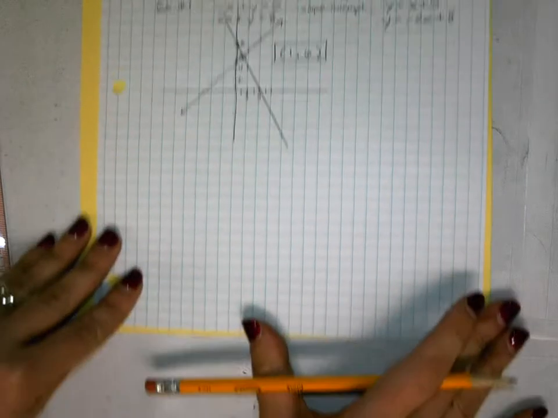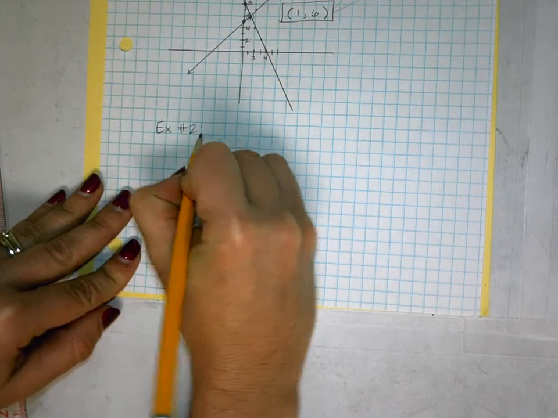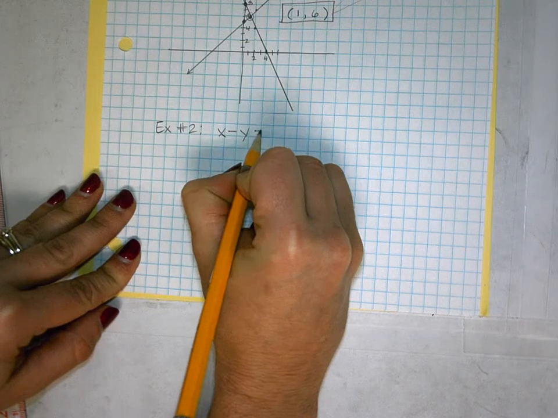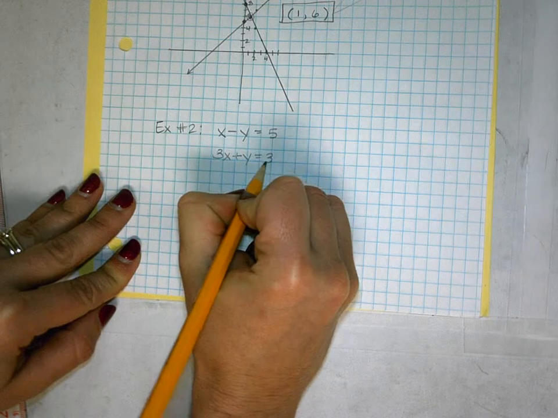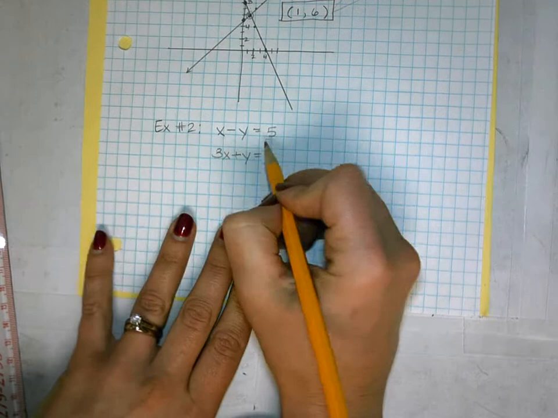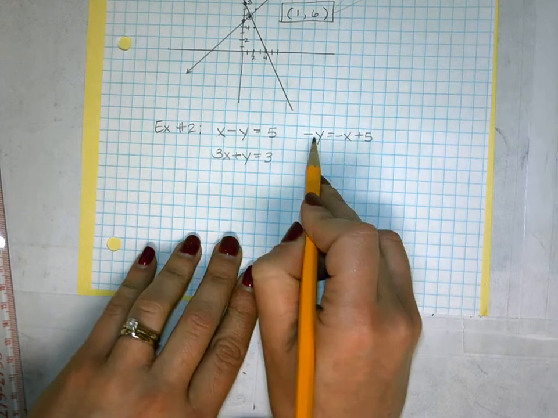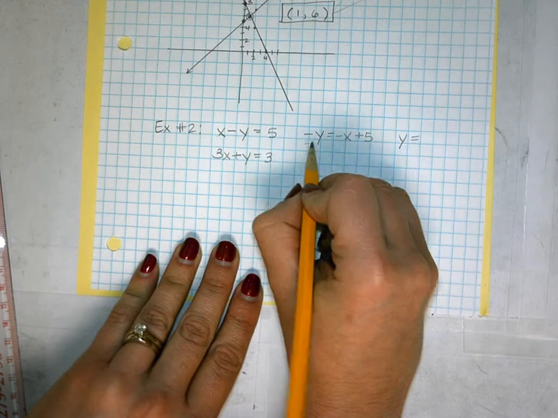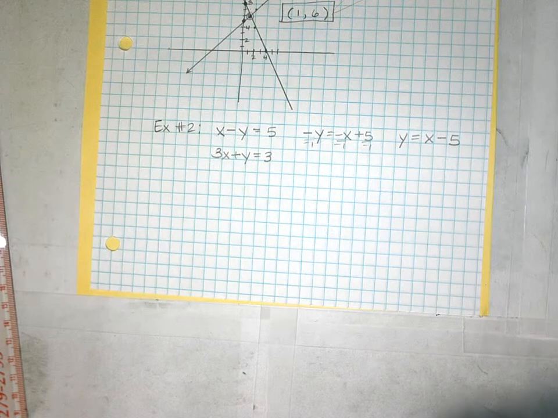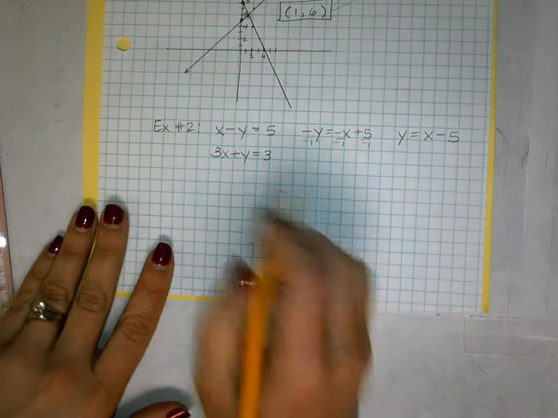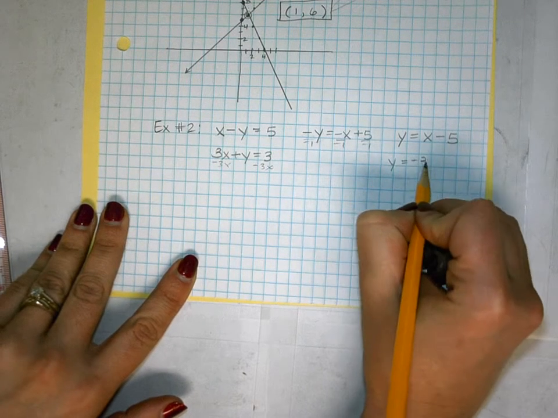Here's another example. I'll give you a second example just in case you need to see that again. So second example, let's get a little tougher. x minus y equals 5, and 3x plus y equals 3. We need to put both of these into slope-intercept form, so I'm going to subtract x from both sides. And then I need to make sure that my y is positive, so I'm going to divide everything by -1. And I get y equals positive x minus 5. This looks very similar to the previous problem. And then this one I'm going to subtract 3x from both sides, and I get y equals -3x plus 3.